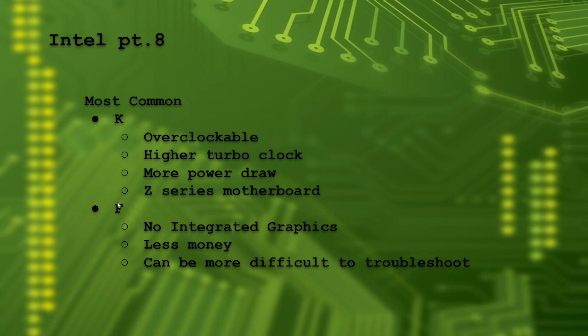Getting one without the F costs less money because that part of the silicon die does not need to be manufactured. However, if something goes wrong in your computer and it all of a sudden starts outputting a black screen, without an extra GPU built into your CPU, it can be more difficult to troubleshoot.